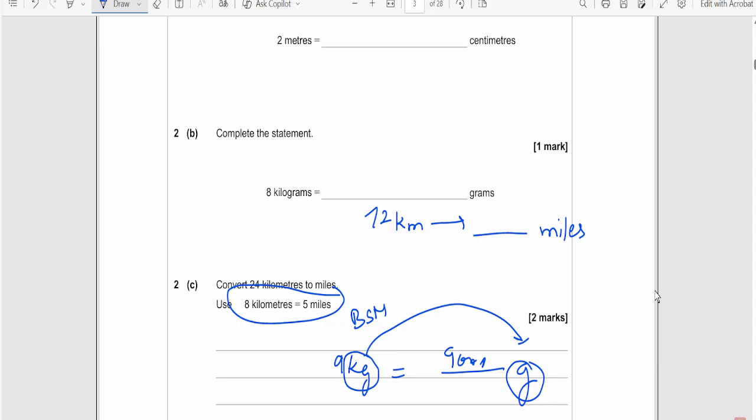Oh, okay. I thought we were to do the other way. The other question. Yeah. So 72 divided by 8. First we divide it by 8. Isn't that 9? Yes, it is 9. And 9 times 5 is 45. So the answer is 45 miles.